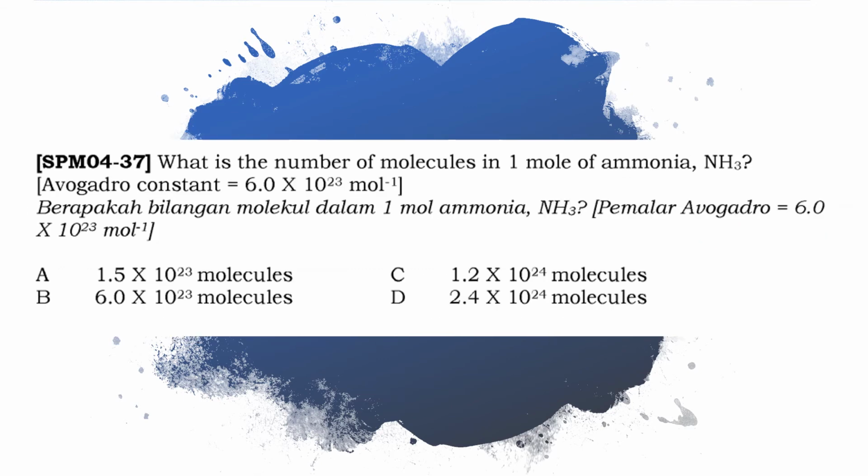Next, what is the number of molecules in 1 mole of ammonia? About the same question just now, but this time, the number of molecules in 1 mole. So you just 1 times Avogadro constant given here, 6.02 times 10 to the power of 23. So the answer is B.